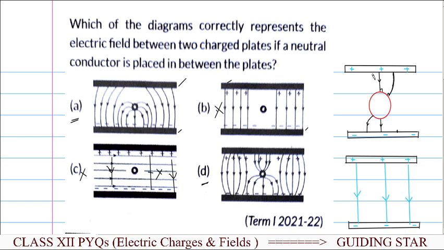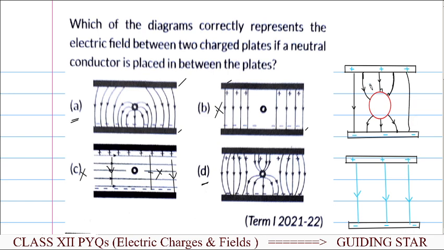Similarly, if any field line is coming from here, it comes perpendicular to the given conductor, enters the surface perpendicularly, and after that it exits from the surface perpendicularly and goes to the negatively charged plate. Clear? This is the situation. And similarly for the other cases, they will be parallel to each other.